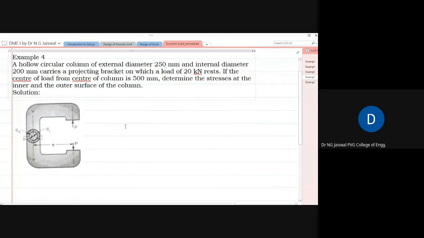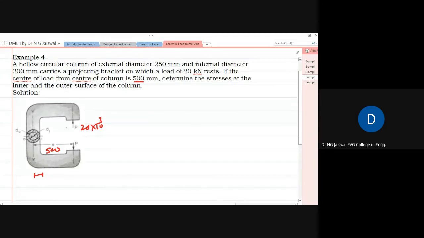Anything remaining will be the same. Y means M upon I by y, that y will be equal to d₀ by 2. The distance e is given in the numerical as the center of load from the center of the column, which is 500 mm. P is given as 20 kilonewton, 20 × 10³.